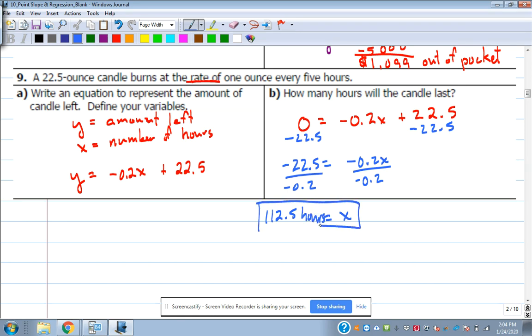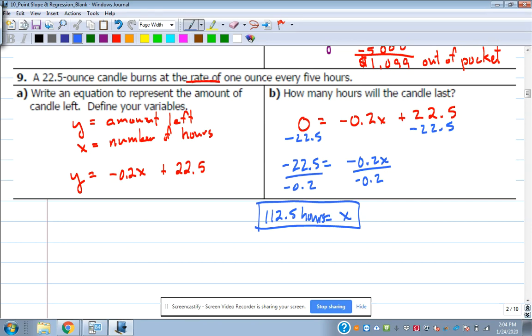I'm writing hours there because we're in the context of a word problem. You need to tell what that number means. Is that 112.5 minutes or hours or seconds or whatever? So 112.5 hours. That's quite a long time. That's a lot of candle burning there. Good deal. All right.